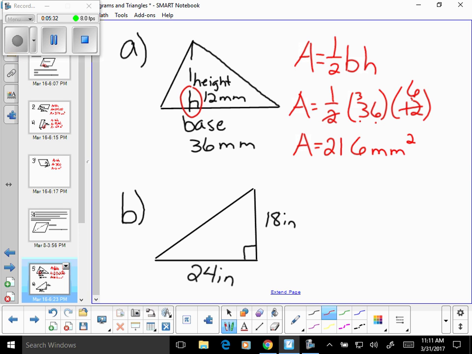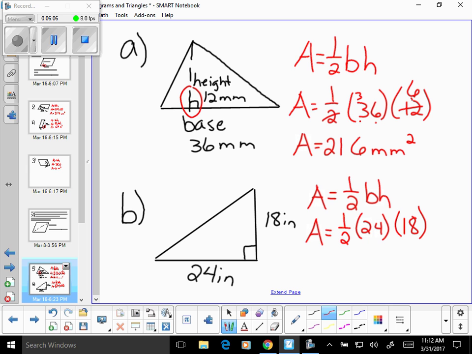Sometimes they don't give you the height as a dashed line, because in this particular instance, I have a right triangle. And in a right triangle, as I've noted on your note packet, the legs of the right triangle themselves, or of the right angle, become the base and the height. So it's the same formula, 1/2 BH. But in this instance, I'm going to take the 24 as my base, simply because it's horizontal and I have a tendency to do that, and the 18 as a height.